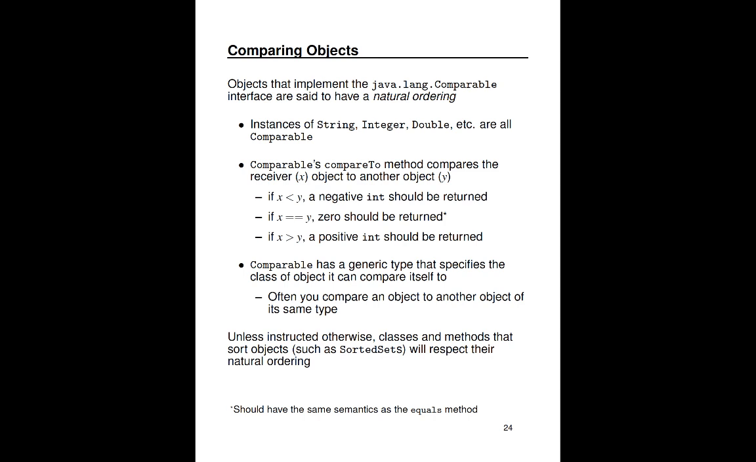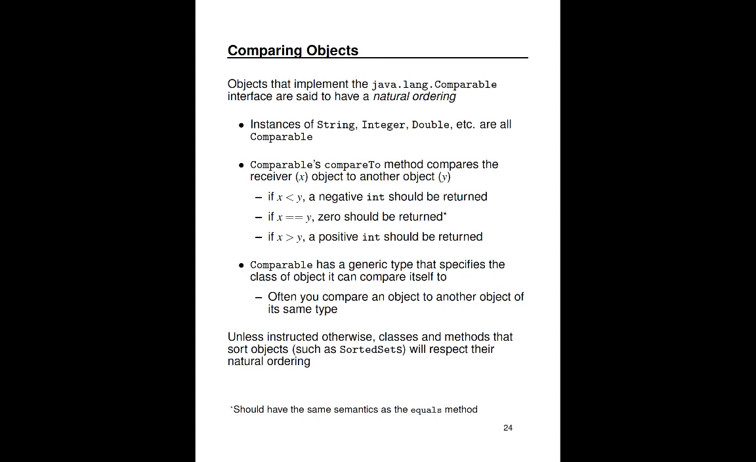The semantics of the compareTo method are as follows. You're comparing two objects, x and y. X is the receiver, the method on which compareTo is being invoked. And compareTo takes another object, y, which is the thing to compare to. The compareTo method will return a negative number if x is less than y. If the two objects are equal, then 0 should be returned. And note here that if the compareTo method considers two objects to be equal, then you should have the same semantics in your equals method. So compareTo and equals must return the same value. If the x object is logically greater than the y object, then a positive int should be returned.